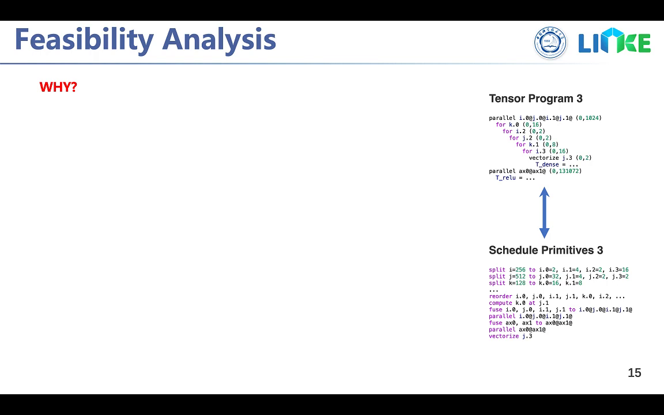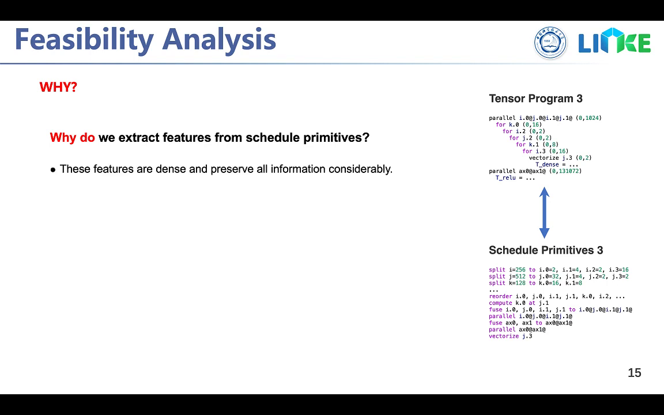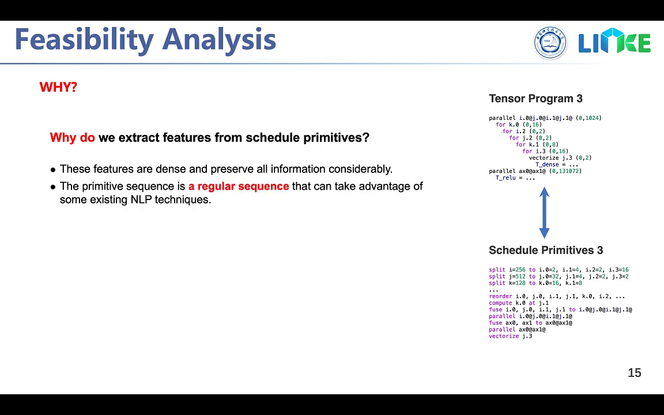The second sub-question is, why do we extract features from scheduled primitives? There are mainly several advantages. First, these features are dense and preserve all information considerably. Second, the primitive sequence is a regular sequence that can take advantage of existing NLP techniques. And finally, we do not need complex feature engineering.